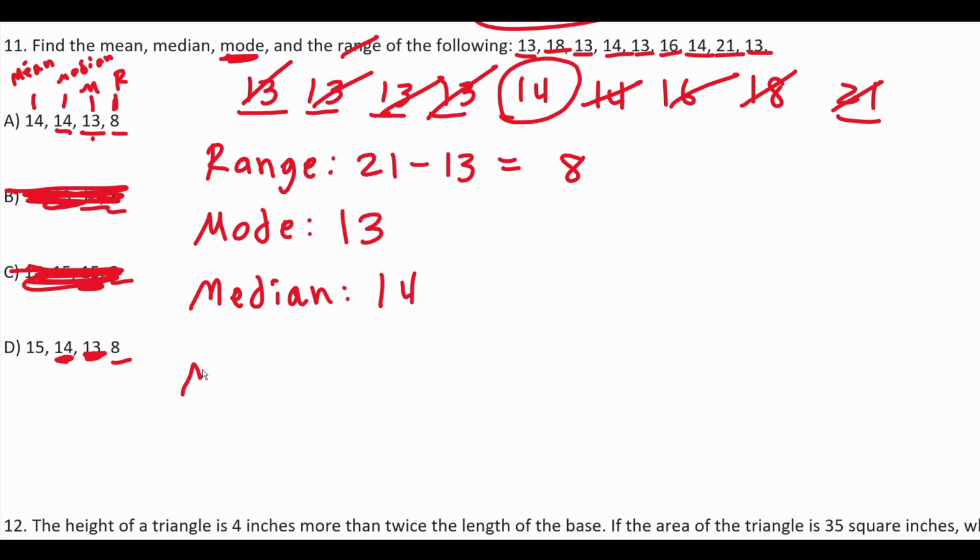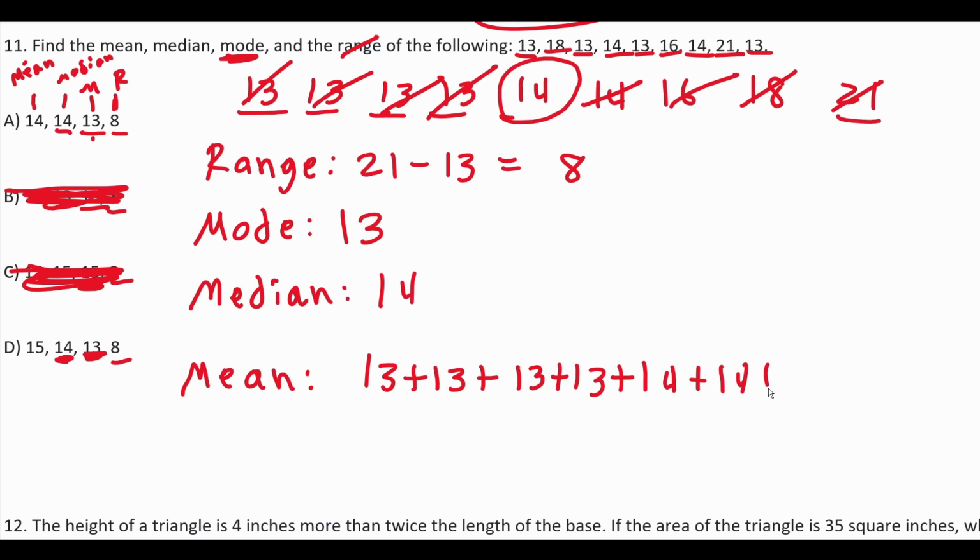To find the mean, and this takes the most amount of work, you have to sum all your data points and divide by how many data points there are. So this is going to be 13 plus 13 plus 13 plus 13 plus 14 plus 14 plus 16 plus 18 plus 21. We're going to divide by how many data points there are. There are 1, 2, 3, 4, 5, 6, 7, 8, 9. 9 data points. Okay.